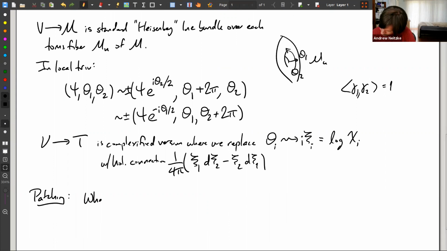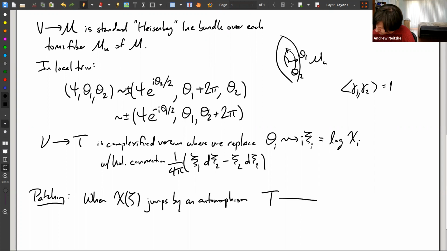So we said there are some places in the parameter space where this X of zeta jumps by this Stokes factor automorphism of the torus, which, in general, was some complicated product of these Kontsevich-Soibelman automorphisms, but let's just write down the most basic one, the Kontsevich-Soibelman automorphism that we called K gamma.